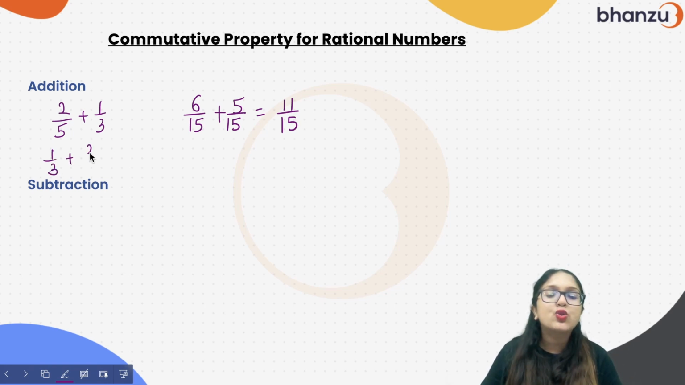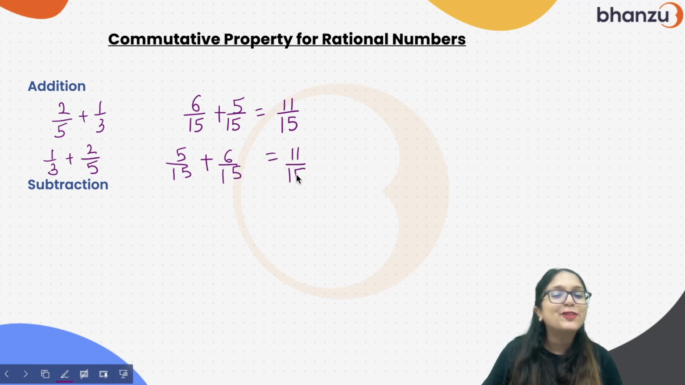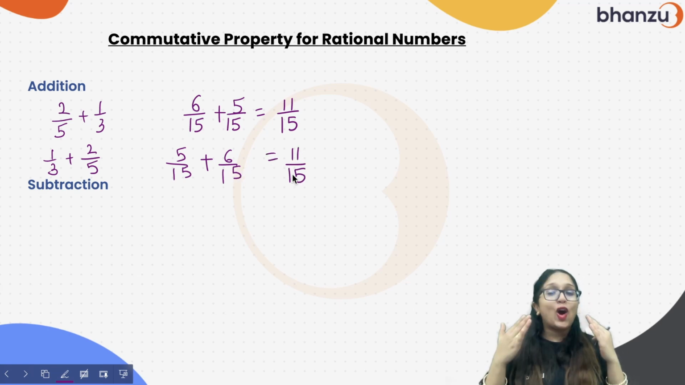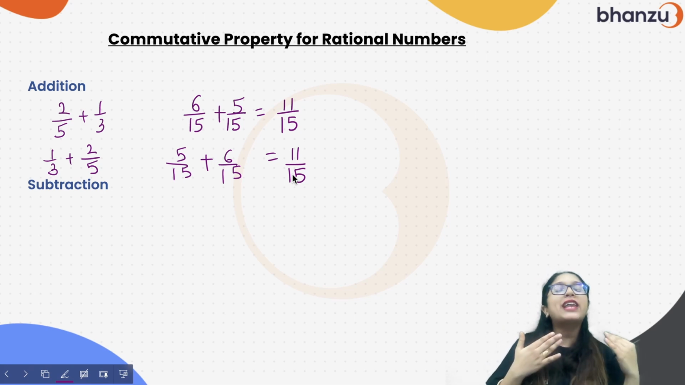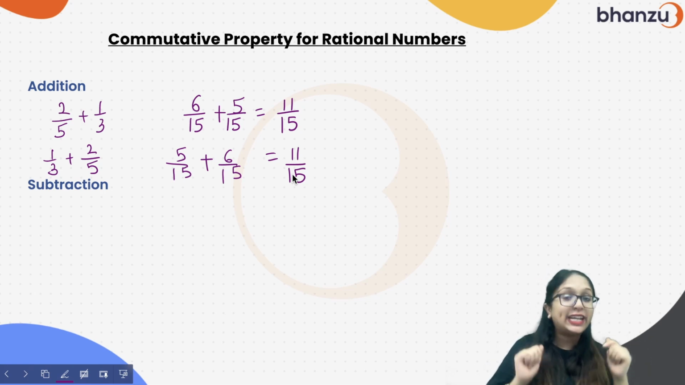1 over 3 plus 2 over 5. Now 5 over 15 plus 6 over 15. So this is also going to be 11 over 15. So here commutative property holds true for rational numbers also in case of addition. Now let's check with the subtraction.